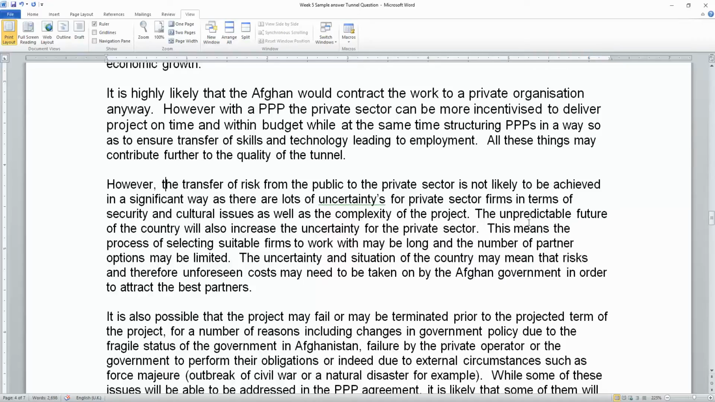This means that the process of selecting suitable firms to work may take a long time, and the number of partners that are willing to be involved might be limited. So this means that the Afghan government might need to take on some of those costs, uncertainties and risks themselves in order to attract the best partners.